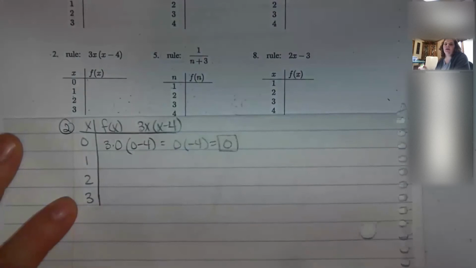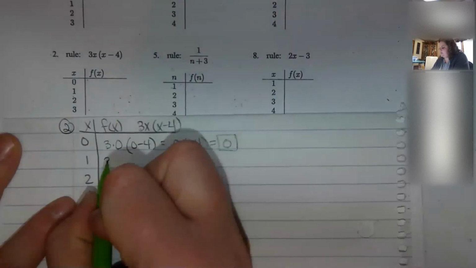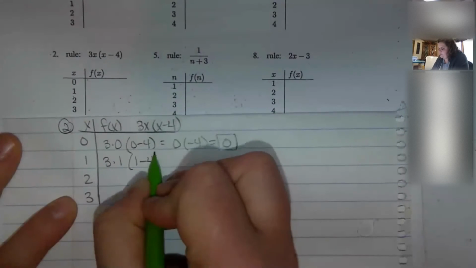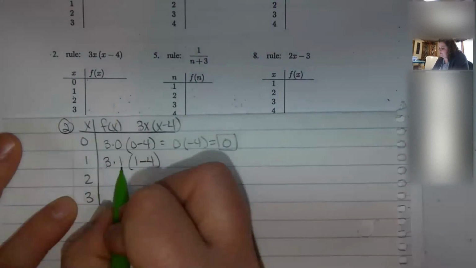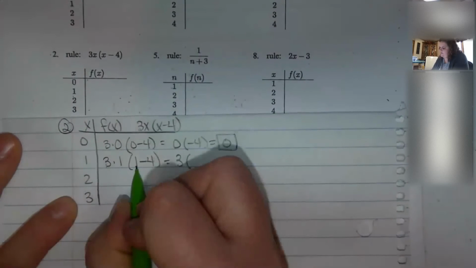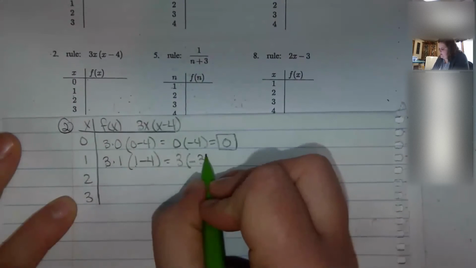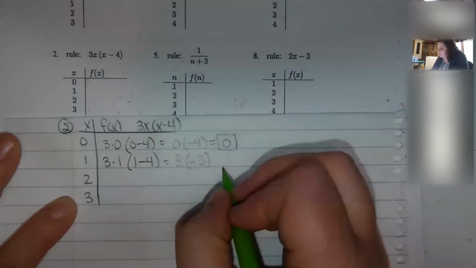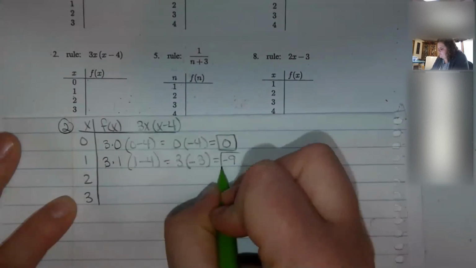Okay, now we're going to plug in a 1 wherever we see an X. So 3 times 1, and then we have 1 minus 4 in my parentheses. Well, 3 times 1 is still 3. 1 minus 4 is a negative 3. So now I have 3 times negative 3, which is negative 9.